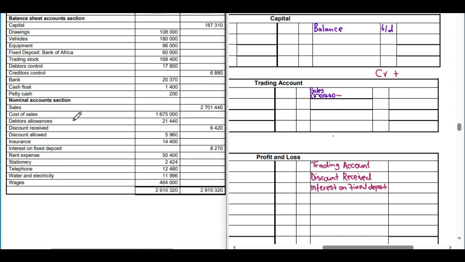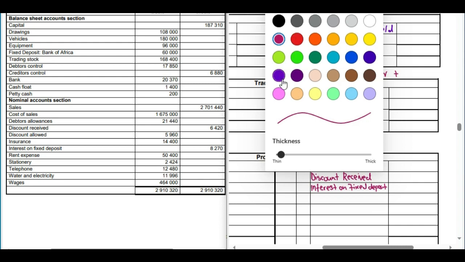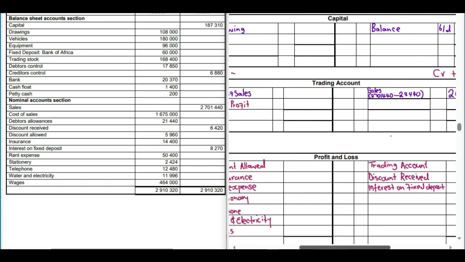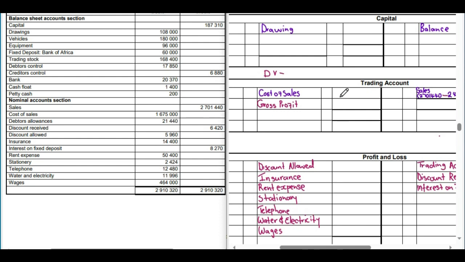And then how much is our debtors allowance, guys? It is 24,440. And then guys, our total sales will be how much? 2,701,440 subtract 24,440, and then our total sales equals 2,677,000. And then guys, let's complete our debit side, and then we have cost of sales.